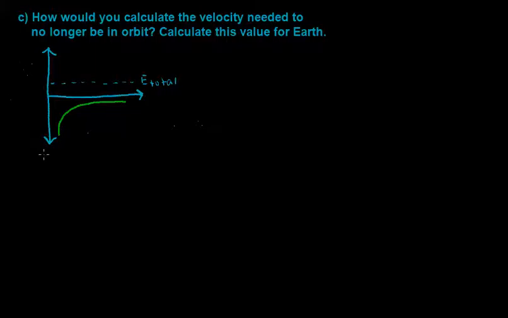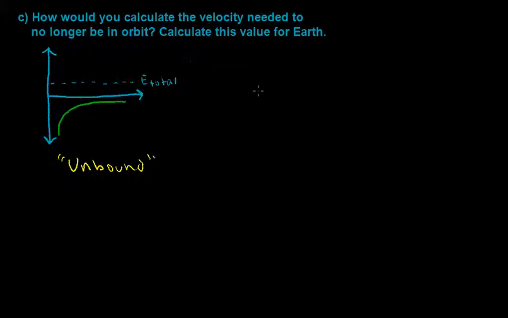Because in part B, we were focusing on the graph where our total energy was negative, and that meant that we were bound to Earth in an orbit. But now in part C, we no longer want to be in orbit, and this means that we are evaluating a graph that is telling us we are unbound to Earth, that we no longer want to be in Earth's bounds. So we need to calculate the velocity needed to no longer be in orbit.